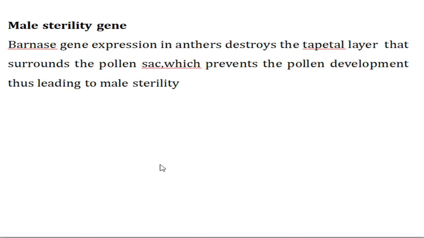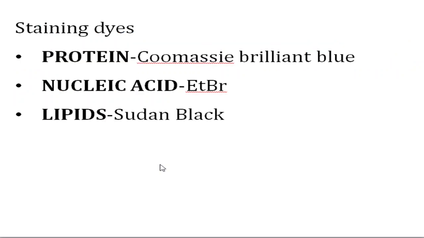Next, male sterility genes include the Barnase gene. Barnase gene expression produces an enzyme which destroys the tapetal layer surrounding the pollen sac. As a result, pollen will not be formed, leading to male sterility.